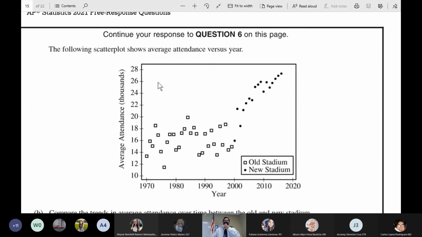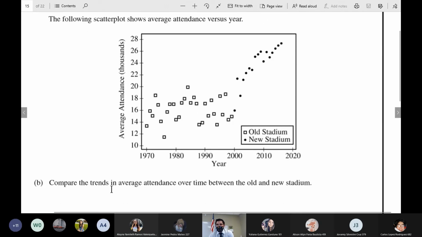And then we have a scatter plot here that shows the average attendance versus year. They have differentiated between the old stadium and new stadium in this scatter plot. A large chunk over here is all old stadium, and it looks like the new stadium started in 2000, and we have the points over here. Compare the trends in average attendance over time between the old and new stadium.